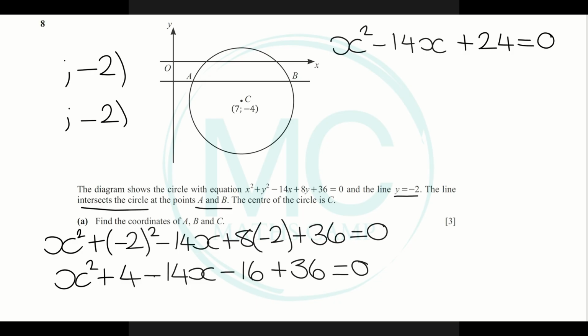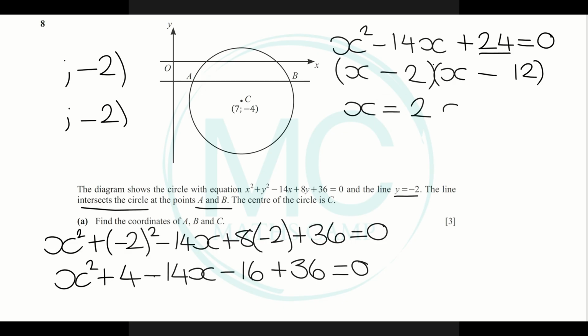In order to solve for x, you can use the quadratic formula or you can factorize. In this case, I'm going to factorize. So I have two brackets with x terms. My constant is 24 and the coefficient of x is negative 14. Let's consider 2 and 12. 24 is positive, but 14 is negative. So we have x minus 2 and x minus 12, which means that x could be equal to 2 or it could be equal to 12.